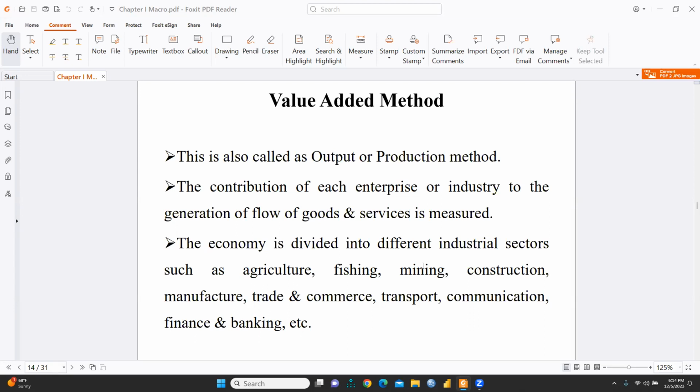The contribution of each enterprise or industry to the generation of flow of goods and services is measured. Basically, in this particular method, we are taking into consideration the contribution of each enterprise or industry to the generation of flow of goods and services. Each and every industry, what they are contributing, we will measure in terms of whatever goods and services they are providing. The economy is divided into different industrial sectors such as agriculture, fishing, mining, construction, manufacturing, trade and commerce, transport, communication, finance, and banking. That means all these industries are divided into three sectors: primary, secondary, and tertiary. In the same manner, these industries are divided.